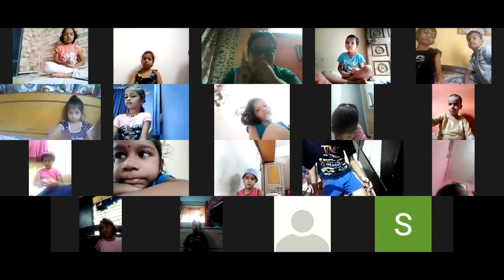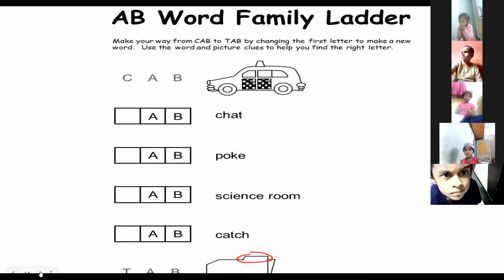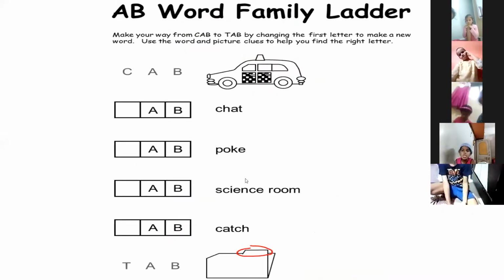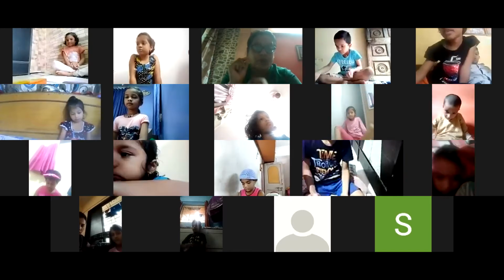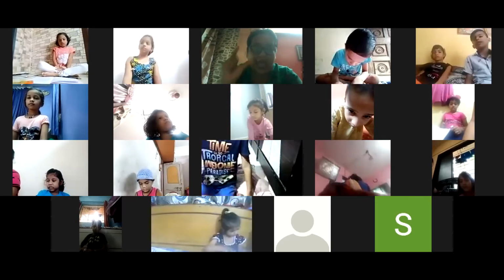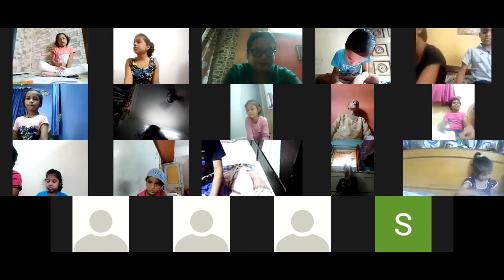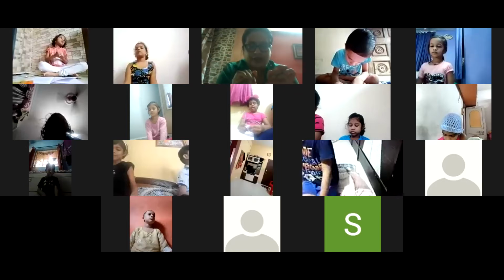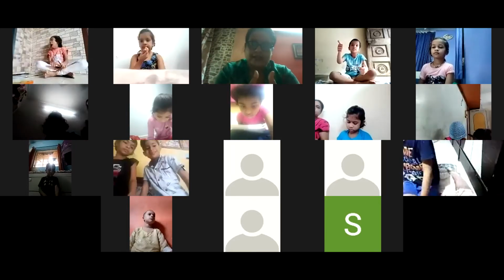Now we will solve again. There is one more worksheet which I'm going to share with you. Here there are some words, okay? Didi is going to share that worksheet, and we all will find the ab words from that word grid. Are you all ready? So here comes your worksheet. Children, don't worry, Didi will share that worksheet on your WhatsApp group, and you can copy and solve it.